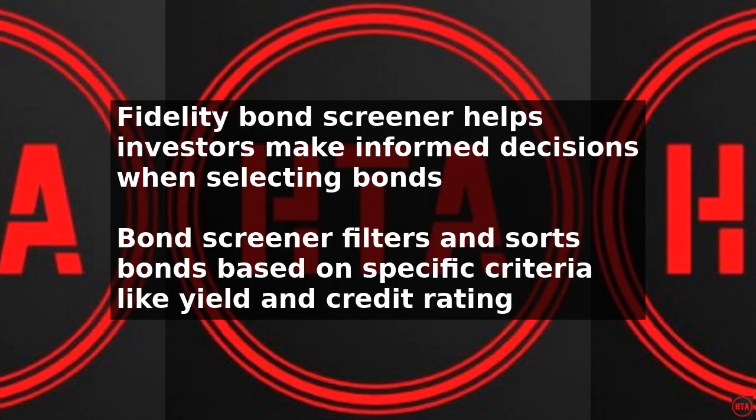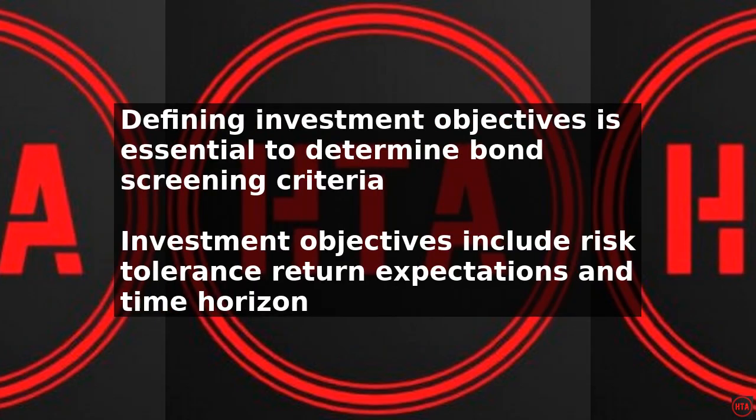When using the Fidelity Bond Screener, you can filter bonds by various criteria, including credit rating, yield, maturity date, and issue size. For example, if you are looking for high-yield bonds with a short maturity date, you can set the criteria to show only bonds with a yield above 5% and a maturity date within the next 2 years.